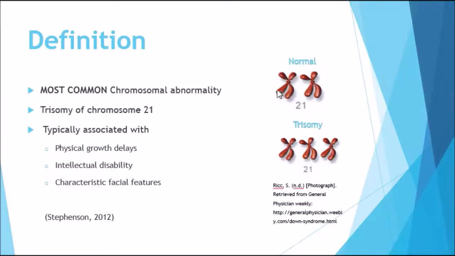If you look at the right-hand side of the screen, you'll see that normally the 21st chromosome should have 2 copies. But with Down syndrome, you'll have a trisomy of the 21st chromosome. So this means you'll have 3 copies.